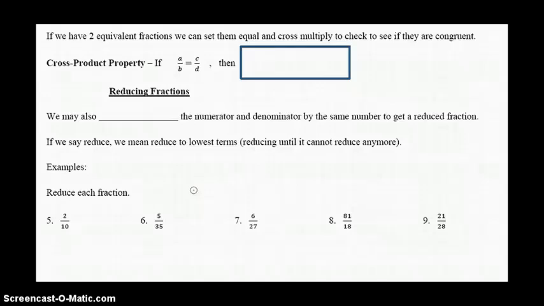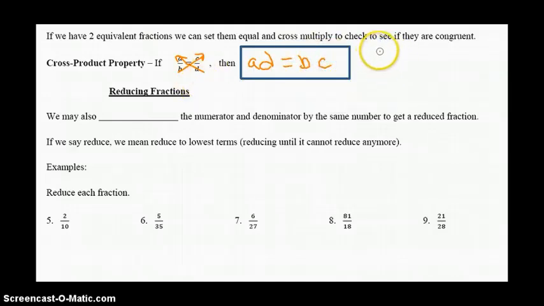This is cross multiplying. So when we're given two fractions that are set equal to each other, A/B equals C over D, we're just going to cross multiply. So we're going to multiply across. A times D is AD equals B times C. So they should be equal to one another.